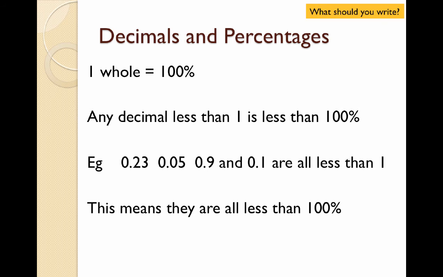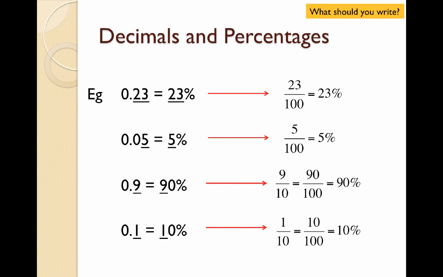So what should you write? Well, you should start off with some of the interesting things about percentages and how we're going to work out what our percentages are going to be from when we change them from a decimal into a percentage. You should also write down the 4 examples that I gave you, being 0.23, 0.05, 0.9 and 0.1, to show you how you can change them into percentages just by knowing what they are as fractions.